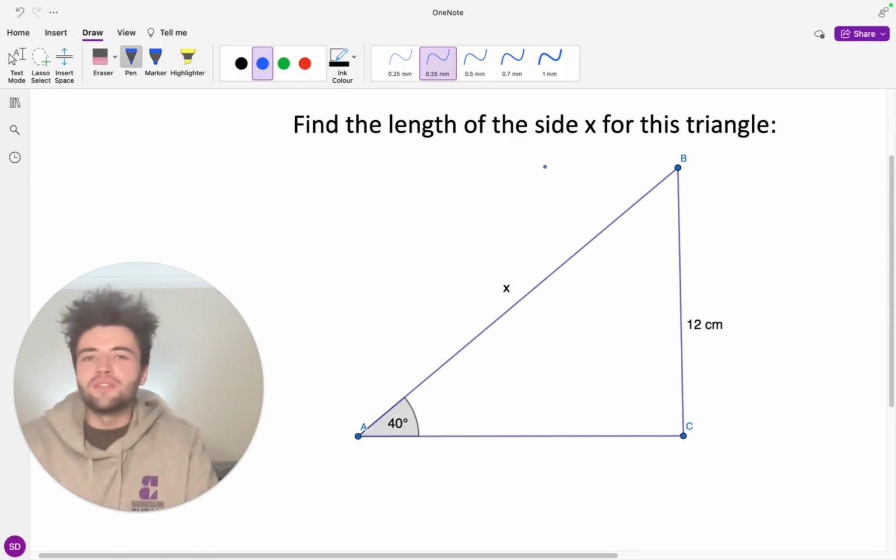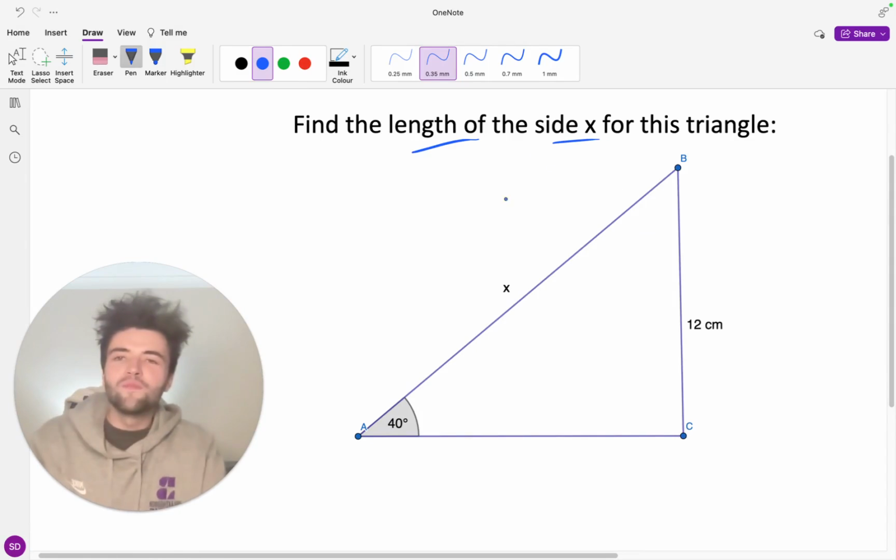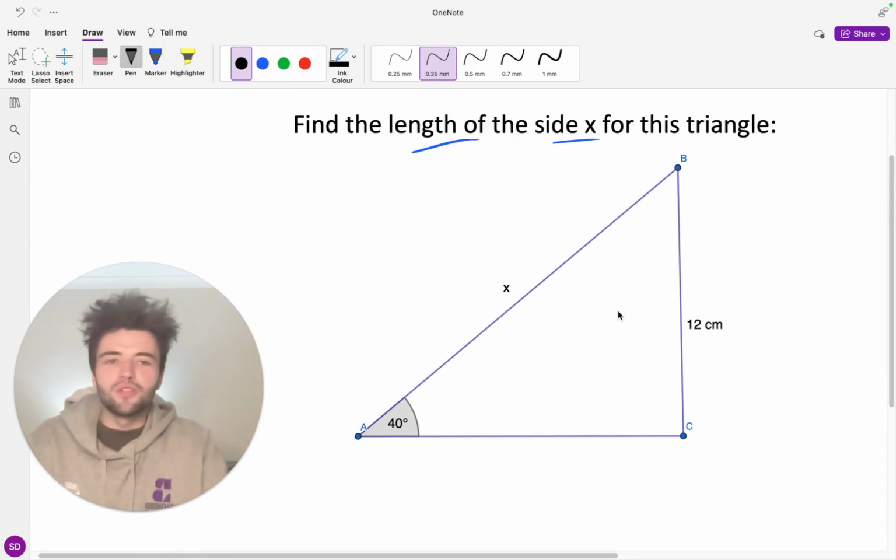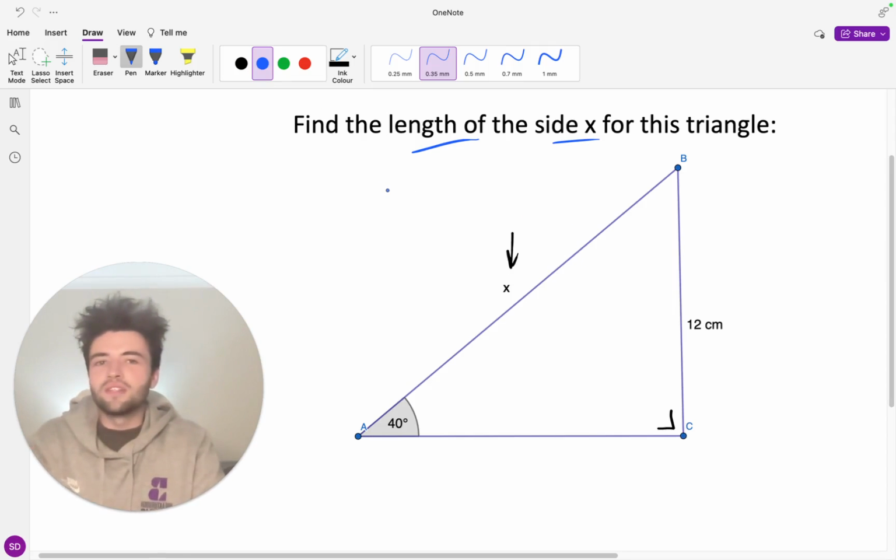So in this question we're asked to find the length of the side x for this triangle. If we take a look at our triangle, we can see that we're clearly dealing with a right angle triangle because we've got this right angle here in the bottom right, and of course our hypotenuse is going to be our unknown in this question. At this point it should be setting off alarm bells that we basically want to use our trig identities, sine, cos and tan, to figure out what the length of this side is.